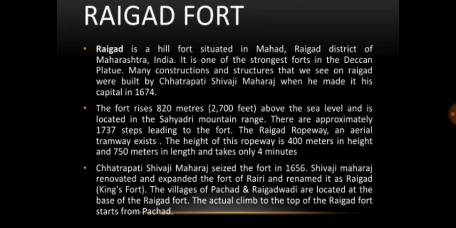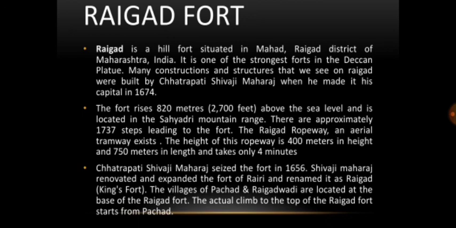Many constructions and structures that we see on Raigad were built by Chhatrapati Shivaji Maharaj when he made it his capital in 1674. The fort rises to 2700 feet above the sea level and is located in the Sahyadri mountain range. There are approximately 1737 steps leading to the fort. The Raigad ropeway, an aerial tramway, exists. The ropeway is 400 meters in height and 750 meters in length and takes only 4 minutes.